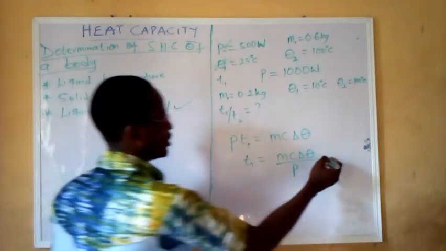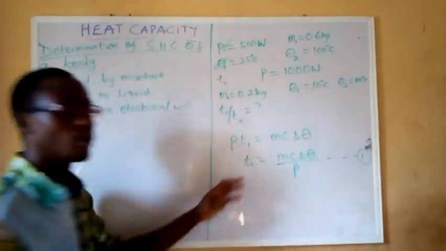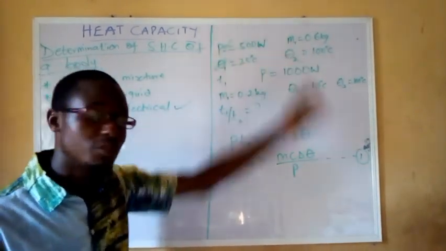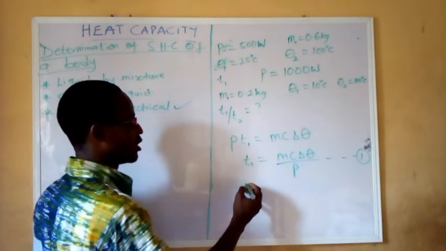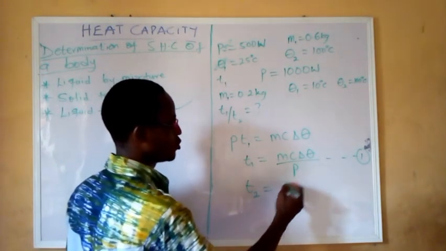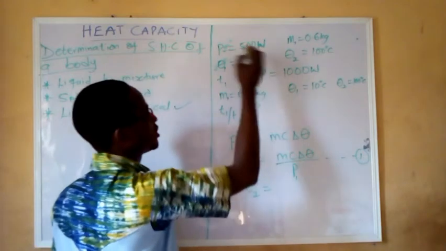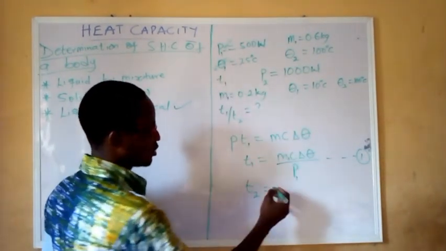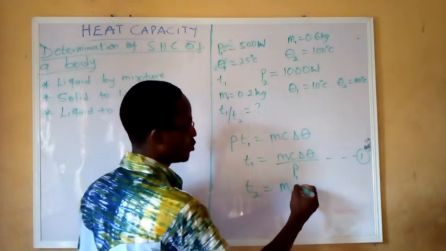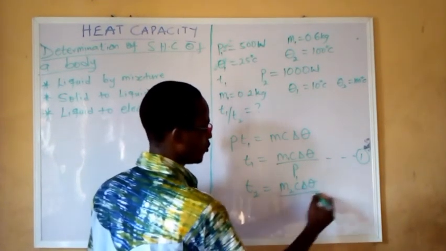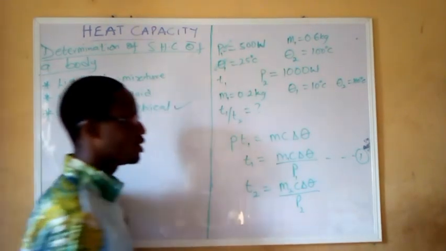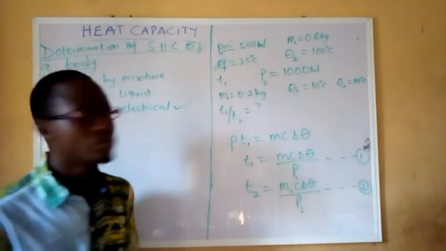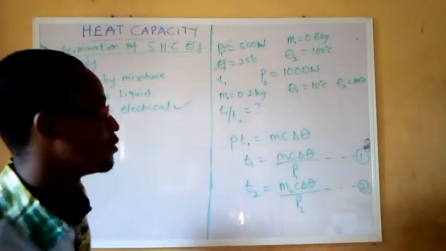So this is the first formula, to solve the first experiment. Then we have T2, which is also equal to, this is power 1, this is power 2, and this is mass 1. So T2 is going to give us M2 C change in theta all over P2. With this, we can easily solve and get the times, and we will be able to find the ratio of the time.